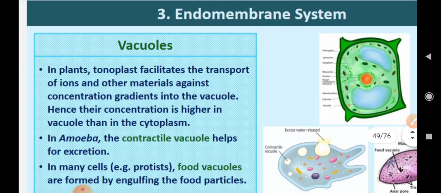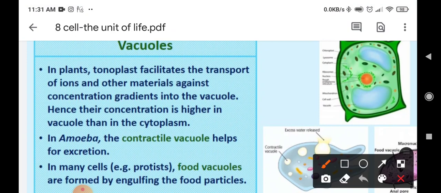Now the main function of the vacuole, as you can see written here, is that the tonoplast facilitates the transport of ions and other material. The most important thing is that this is against concentration gradients into the vacuole. So tonoplast is a membrane which is facilitating the transport of all these materials, but against the concentration gradient into the vacuole.